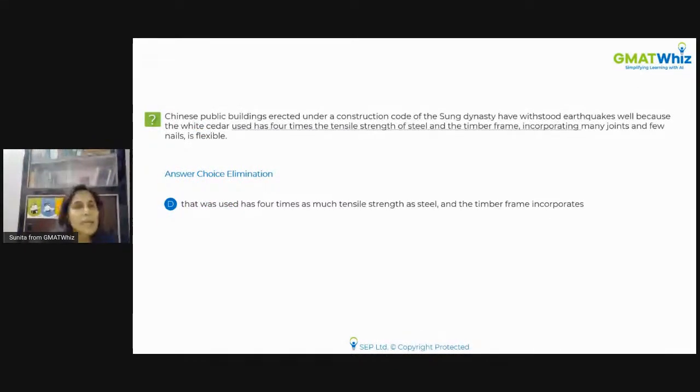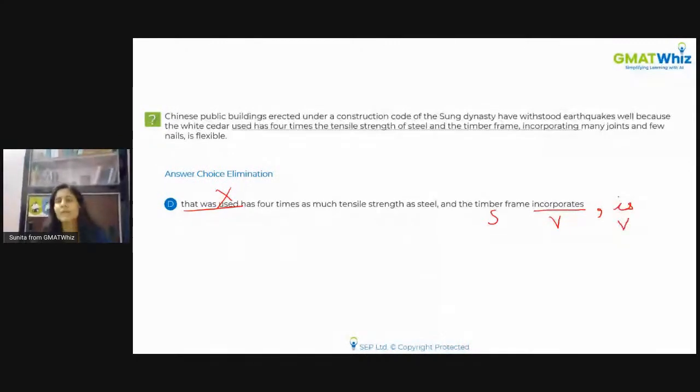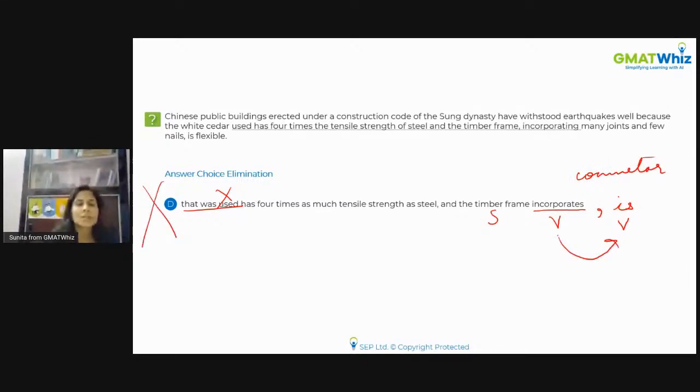That was used. Again, we have the error that was used. Has four times as much tensile strength as steel. And the timber frame incorporates. Now, here, the ing verbal has been moved into a verb. See the funny thing here: the timber frame becomes a subject. Incorporates is the verb. Incorporates many joints and few nails. And after that, you just have a comma, and then again you have another verb. Now, is this a logical construction? Timber frame incorporates is flexible. No, I would have needed a connector here between these two verbs. And therefore, D is incorrect.